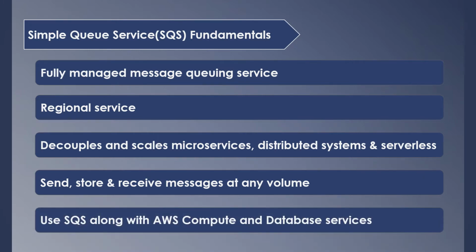You can use SQS along with other AWS services to integrate them and pass messages between them. For example, you can set up an SQS as a trigger for a Lambda and post messages to the SQS, which will trigger the corresponding Lambda function.